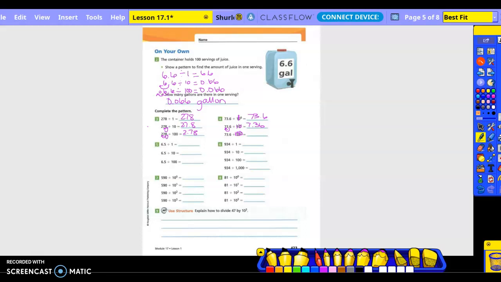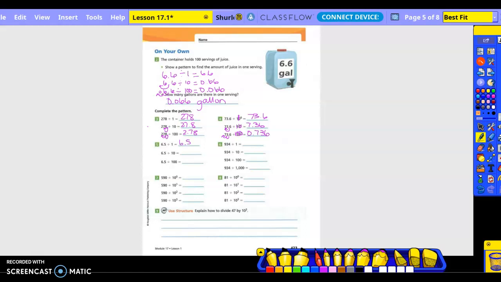How many places? Am I going to the left or to the right? To the left. How many places? 2 places. So my answer is 736,000. Okay. Next one, I'm dividing by 1, so my answer is 6 and 5/10.